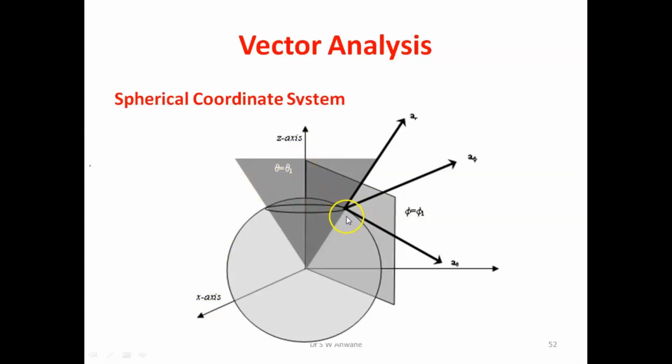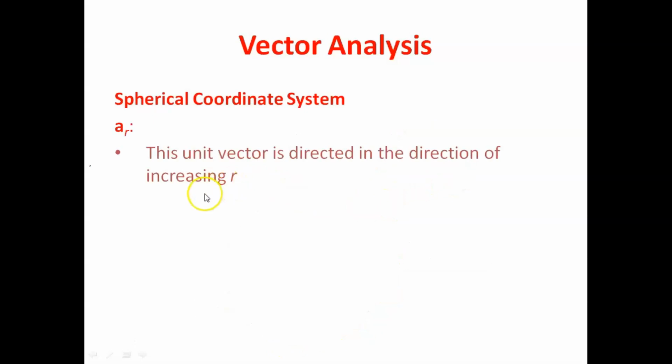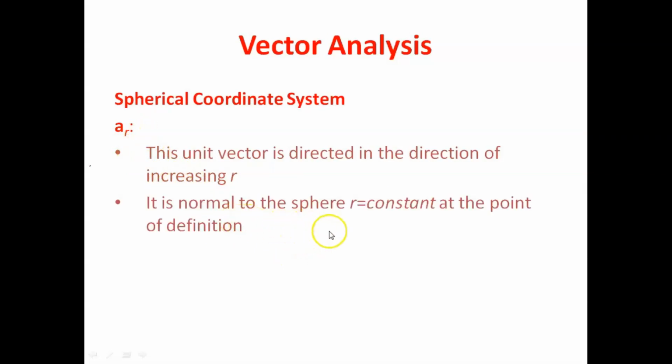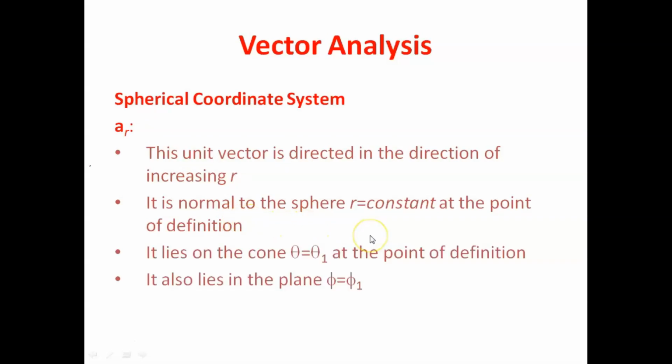Now a R cap is a unit vector directed along this direction, in which this a R cap is perpendicular to the surface r equal to r1. Then we shall formally go through the different points that this a R cap exhibits. It's a unit vector directed in the direction of increasing r. It is normal to the surface r equal to constant at the point of definition, and it lies on the cone theta equal to theta 1 at the point of definition, and also it lies on the plane phi equal to phi 1.